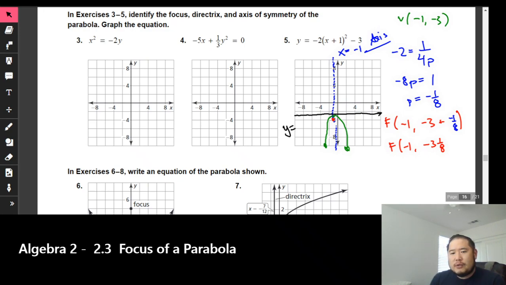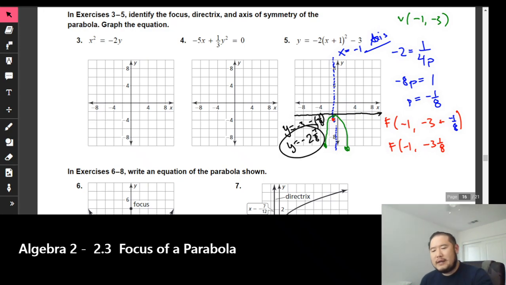It is y is equal to, let's take your value of k, right? So -3, and then we're going to subtract -1/8 from this. So y is equal to negative, we could put 2 7/8, and that would be the exact value for that.